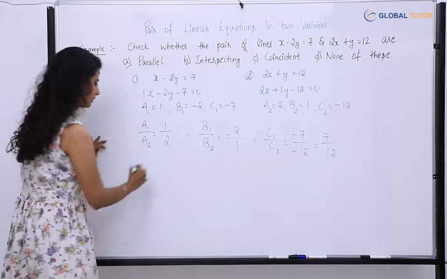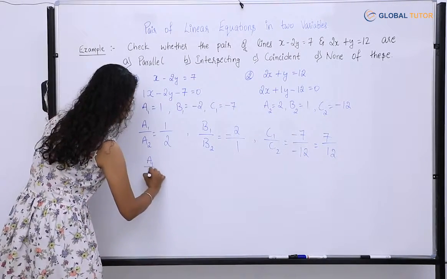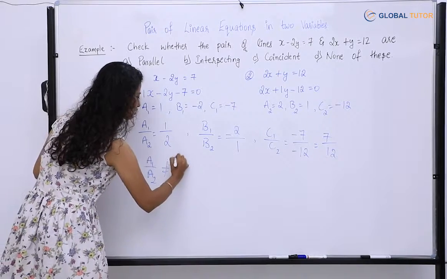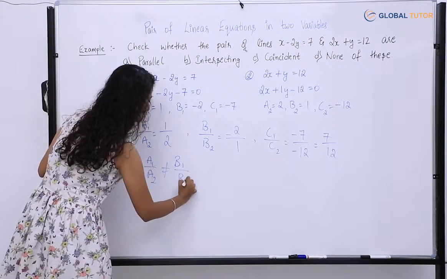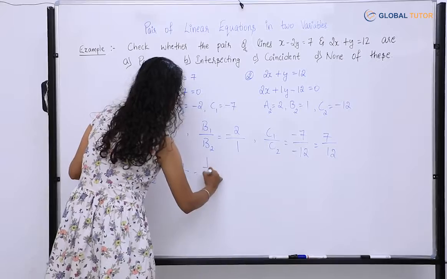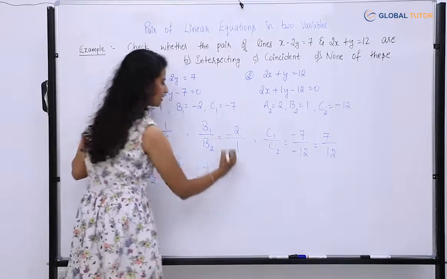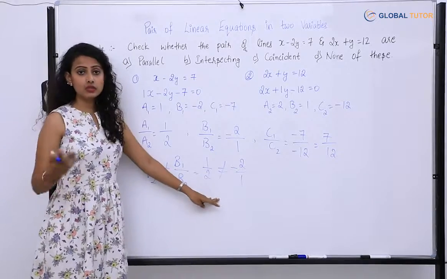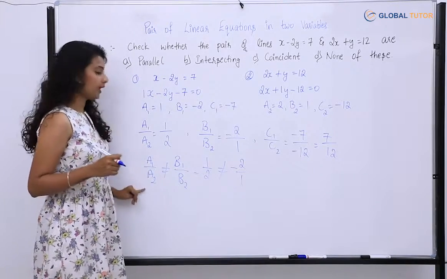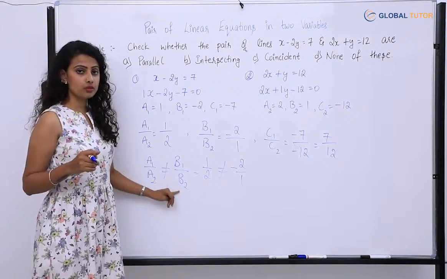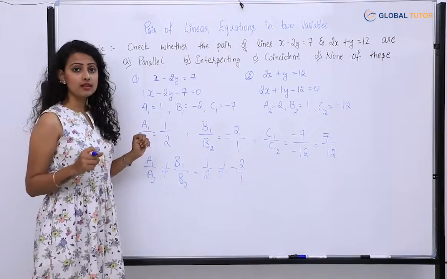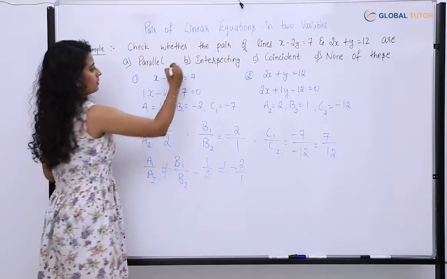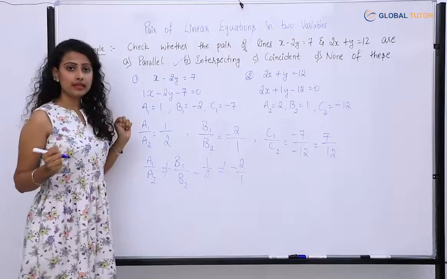If you observe here, a1 by a2 is not equal to b1 by b2. Why? Because this is 1 by 2 and it is not equal to minus 2 by 1. So, in this case, we just learned when a1 by a2 is not equal to b1 by b2, the two lines are intersecting. So, option B is the right answer.